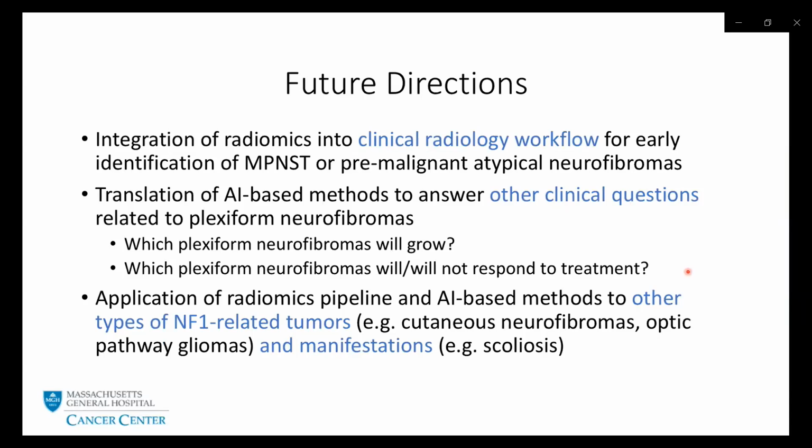Lastly, our radiomics pipeline and other AI-based methods could be applied to other types of NF1-related tumors, such as cutaneous neurofibromas and optic pathway gliomas, or other types of NF1-related manifestations, such as scoliosis.